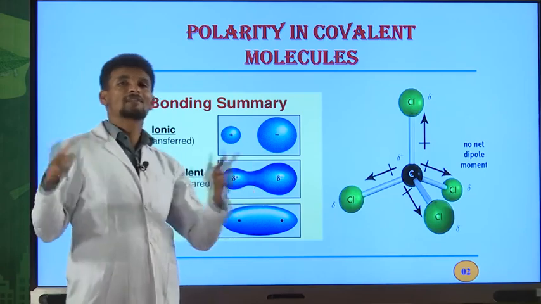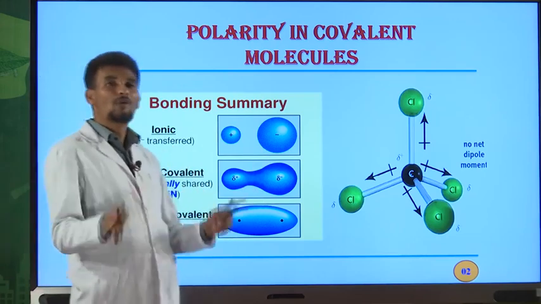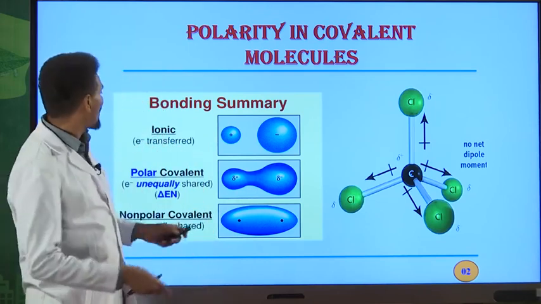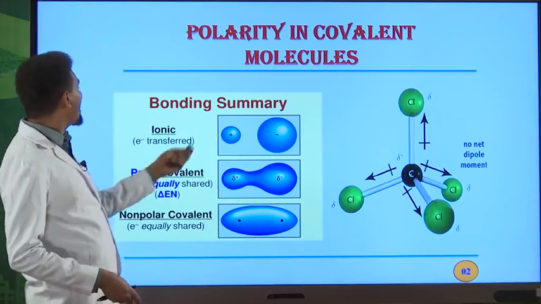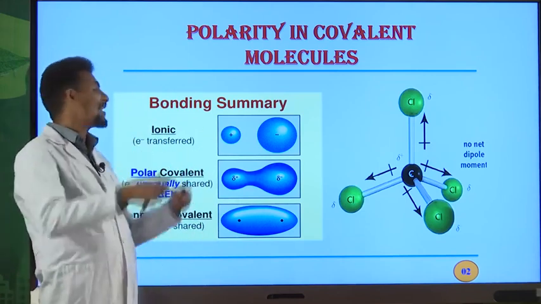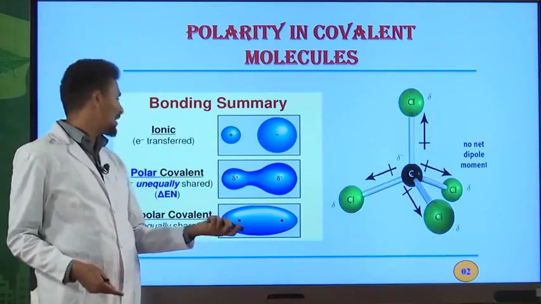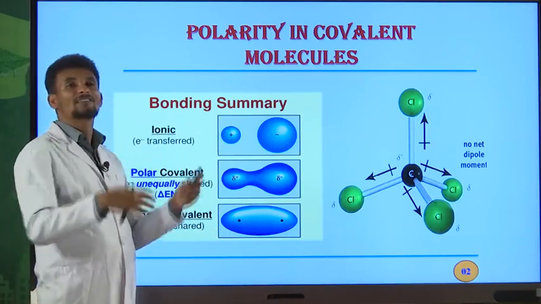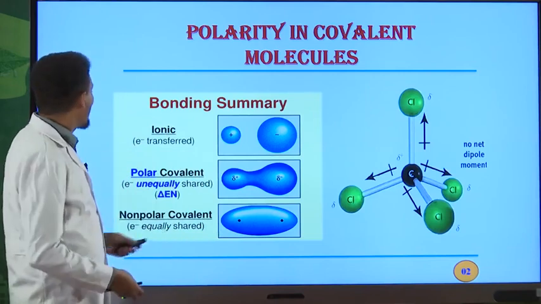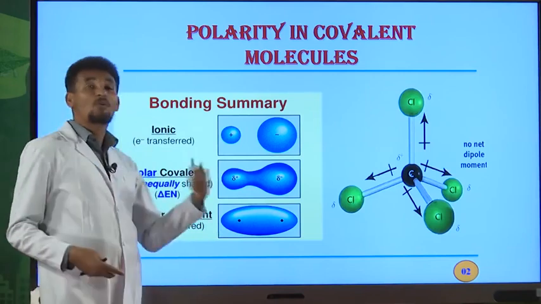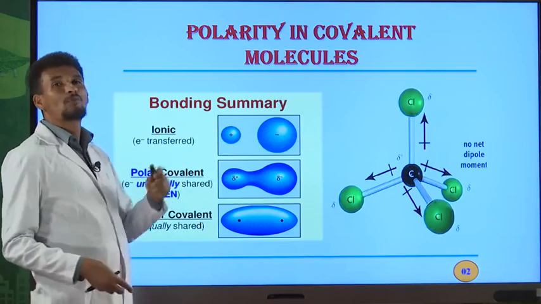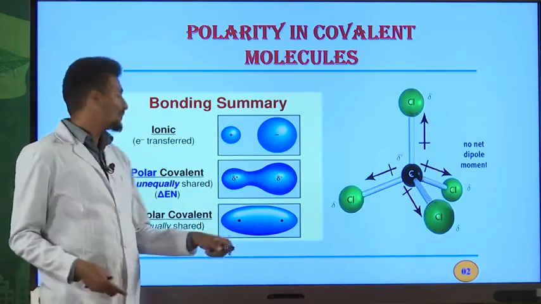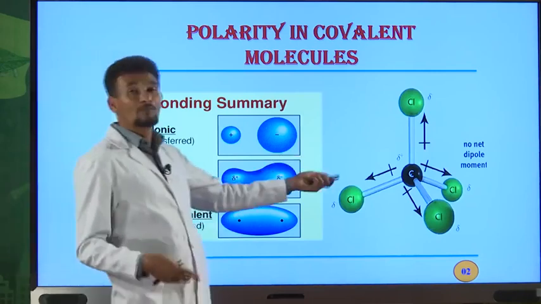How can we identify whether a molecule is polar or non-polar? So I'm going to tell you about this one. For example, if all electrons are transferred from one atom to another atom, an ionic bond is formed. But in the sharing of electrons, that is, in a covalent bond, if electrons are unequally shared, that is a polar covalent bond. If electrons are equally shared, that is a nonpolar covalent bond.